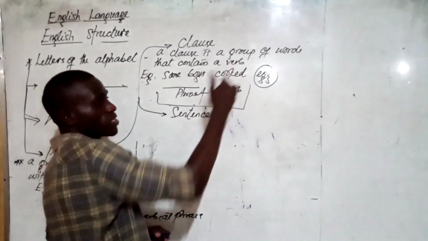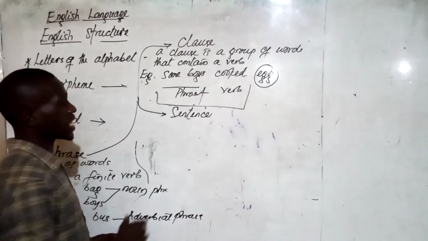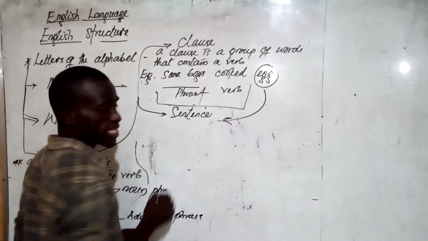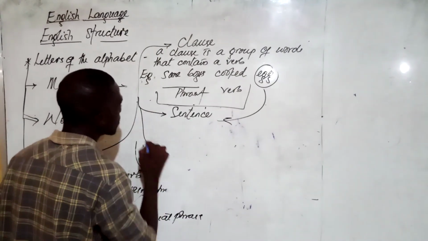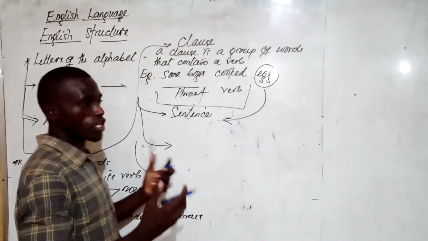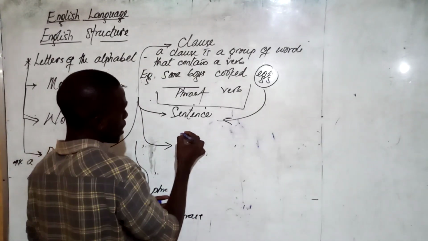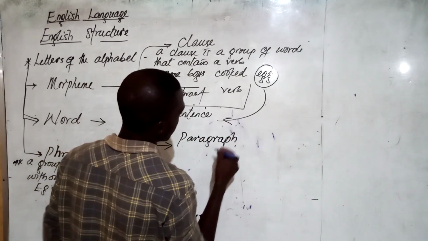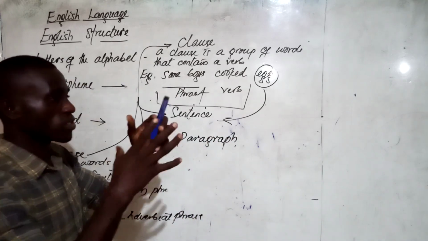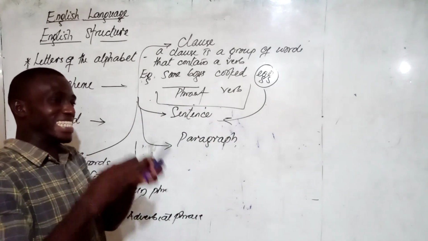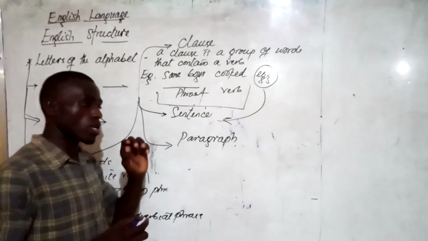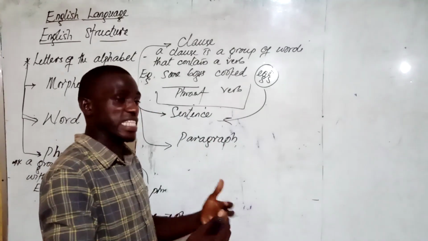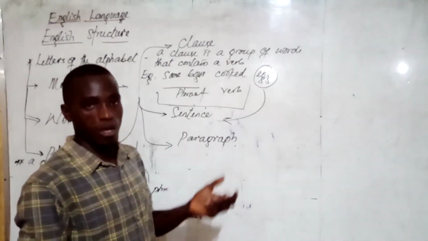So this is called a main clause here. All right. So that is what a sentence is. For example, we could have some boys cooked egg. That would be a sentence. Now, when we use a number of sentences together, we form a paragraph. A paragraph is simply a write-up, a cluster of sentences that convey the same idea. So when a cluster of sentences are written together and they convey the same idea, it is called a paragraph.